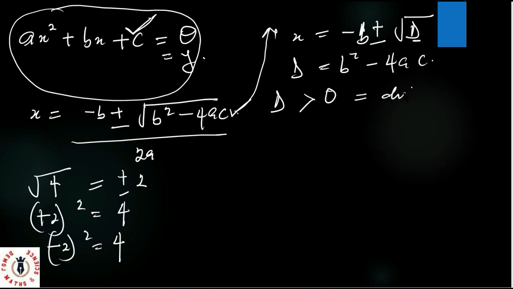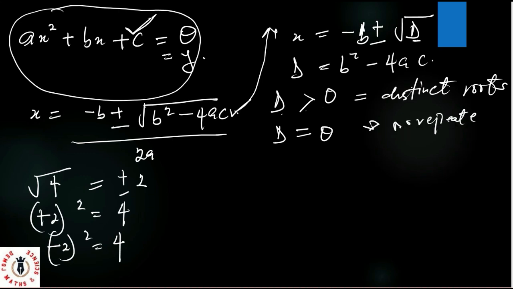It has distinct roots. That is, the value of d is positive. But when the value of d is equal to 0, we say that this equation has a single root. It has no repeated roots. And when the value of d is less than 0, that is, the value of d is negative, we say that the equation has no real roots. Now, this is a simple analogy.